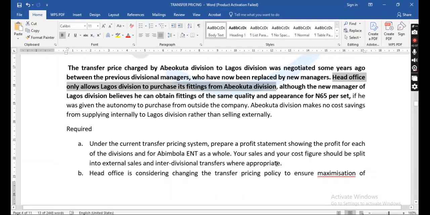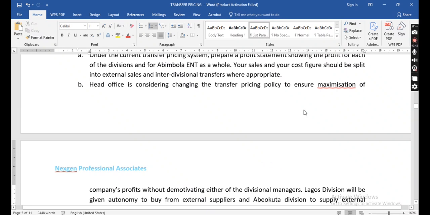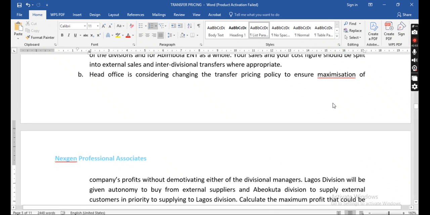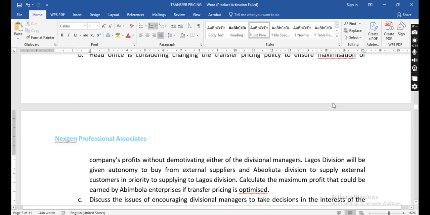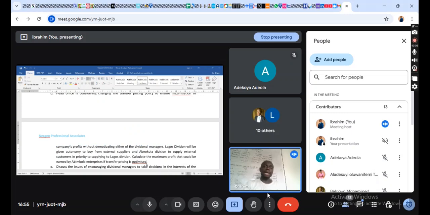Then the second policy, that is part B of this question. Head office is considering changing the transfer pricing policy to ensure maximization of the company's profit without demotivating either of the divisional managers. Lagos should now buy outside, then Abeokuta should sell externally. Calculate the maximum profit that could be earned by Abimbola Enterprise if transfer price is optimized.